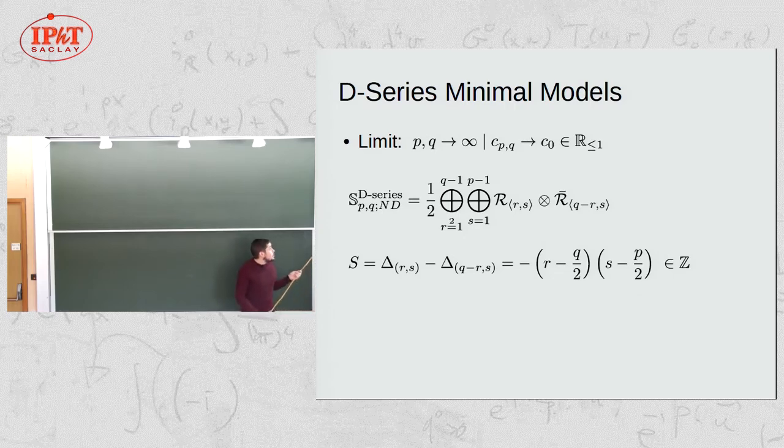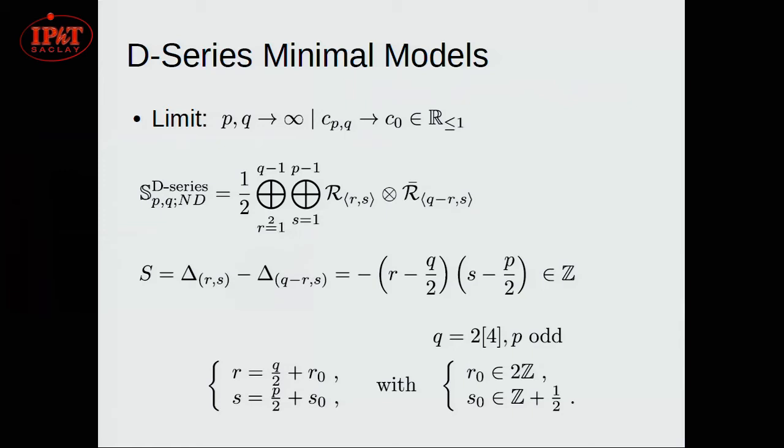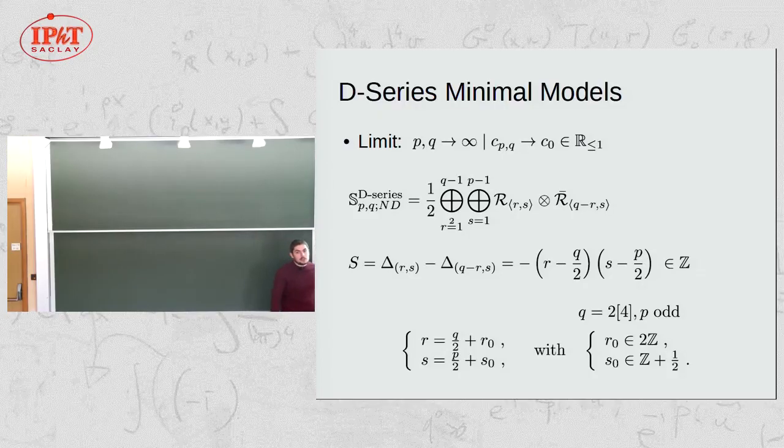Now let's have a look at the non-diagonal sector of the spectrum. All the representations that appear here have integer spins that are given by this expression r minus q over 2 times s minus p over 2, where q over 2 is an odd number. Yes, q over 2 is an odd number. And so what we want is to take this limit, but we will do so by keeping these spins constant.